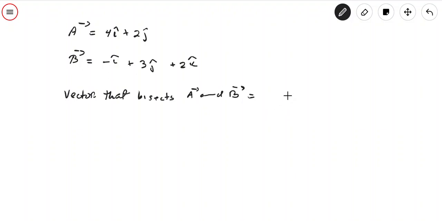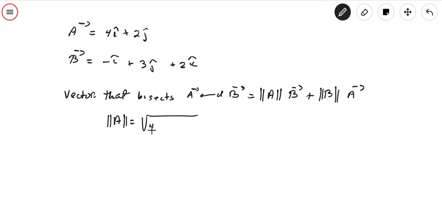This vector will be the magnitude of A times the vector B plus the magnitude of the vector B times the vector A. This is how you find the vector that bisects vectors A and B. So you first find the magnitude of the vector A, the square root of 4 squared plus 2 squared. 16 plus 4 is the square root of 20, so it's 2 square root of 5, right?